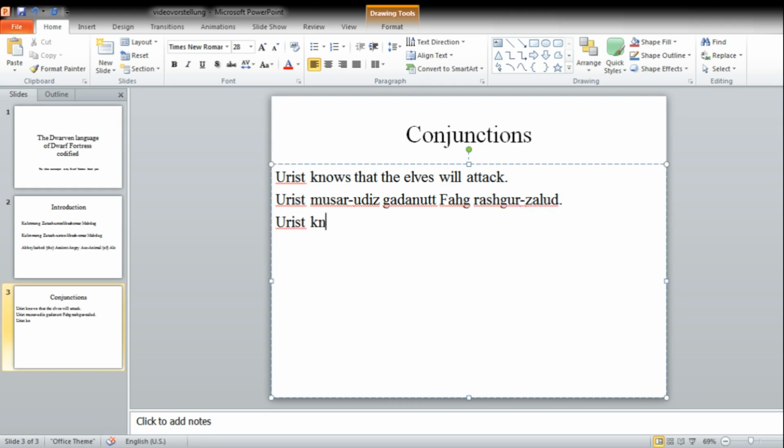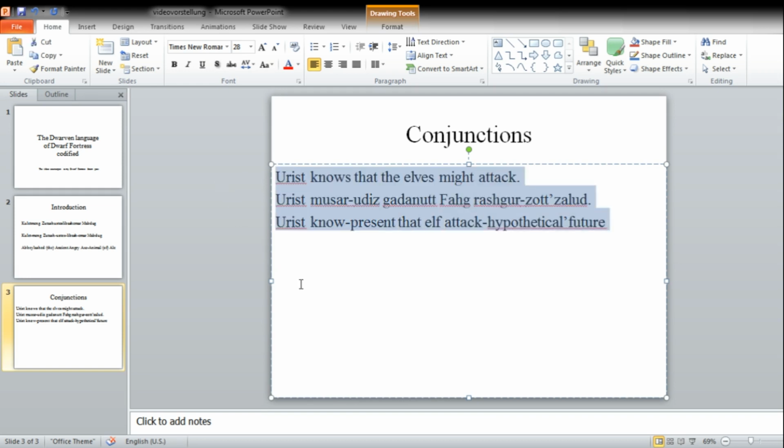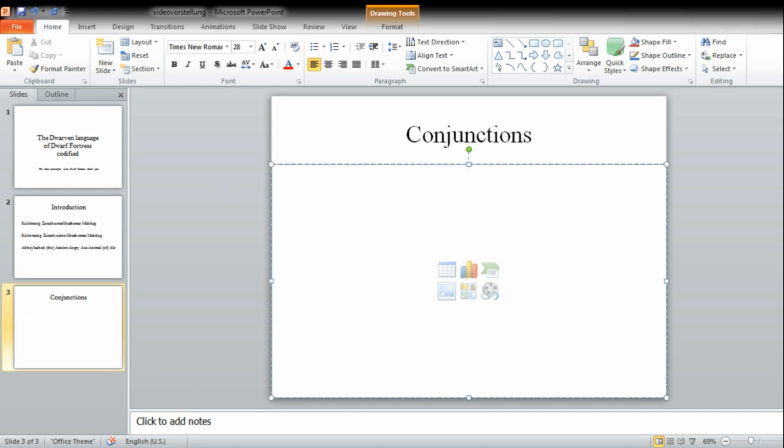Eurist, know, present, that, elf, attack, future. You see? But we can also change it to Eurist knows that the elves might attack. Well, then all we need to do is just add Zot. So, hypothetical, future. Eurist knows that the elves might attack. Maybe, in the future, possibly. Okay. And those are conjunctions.